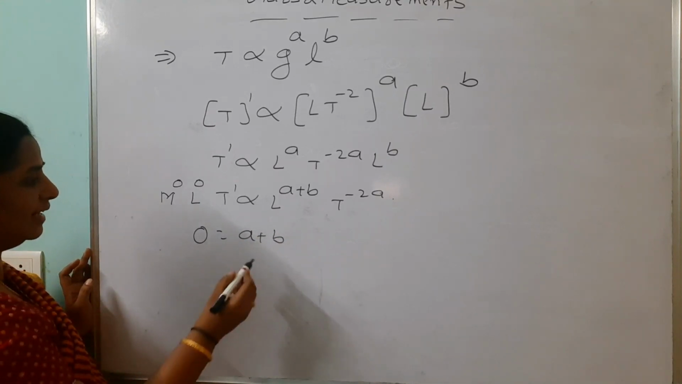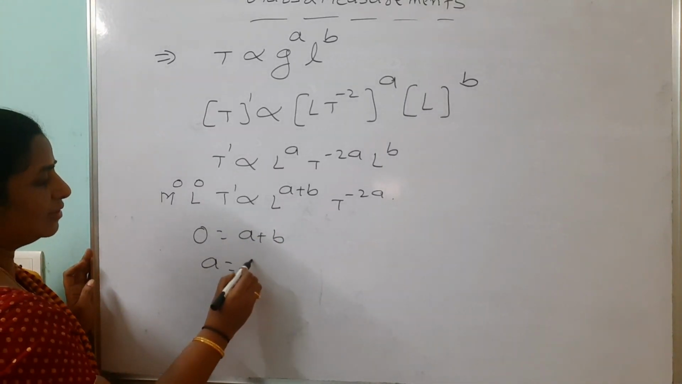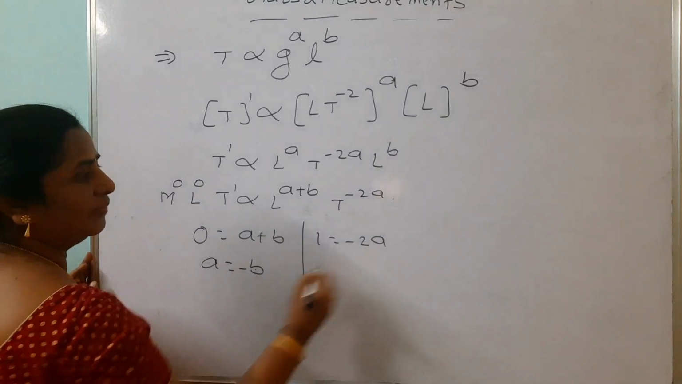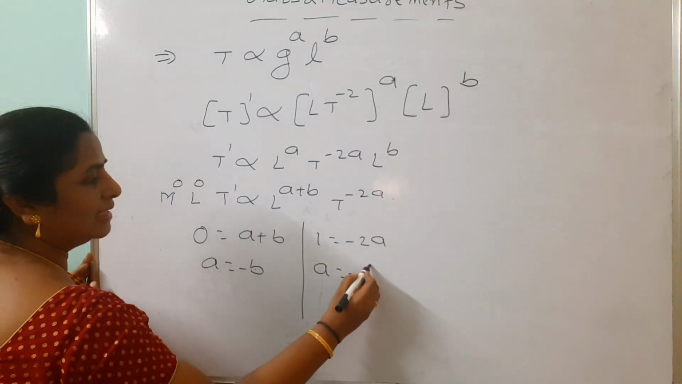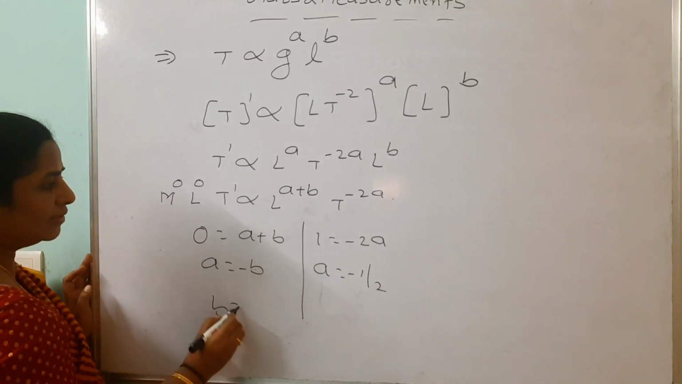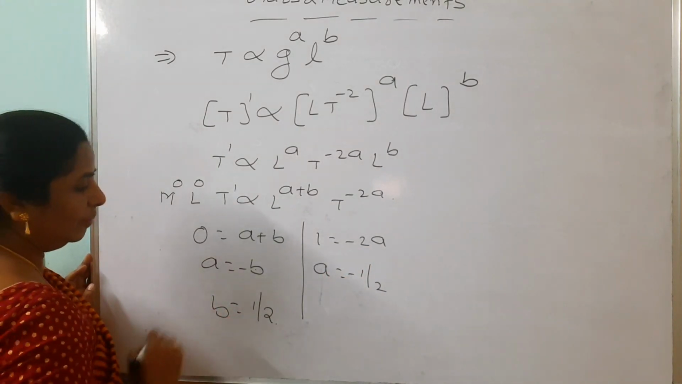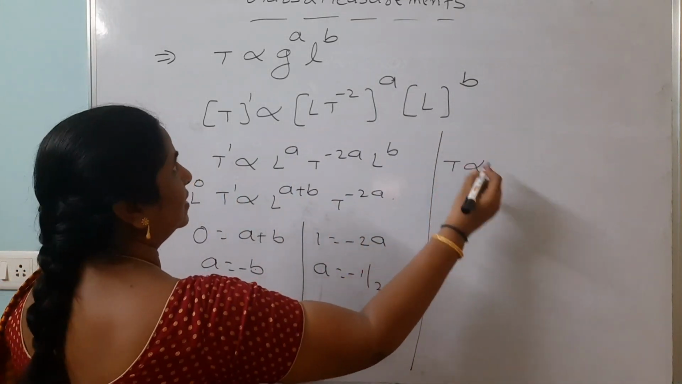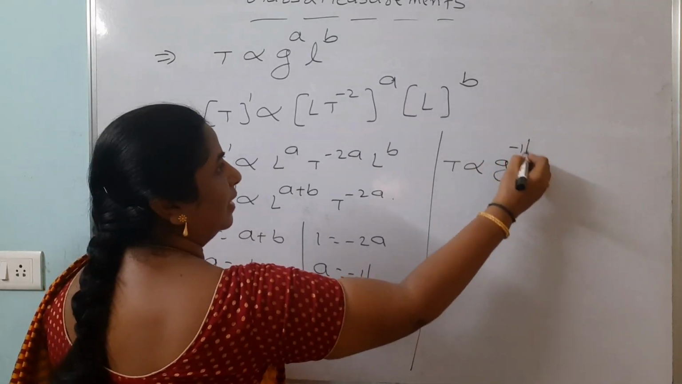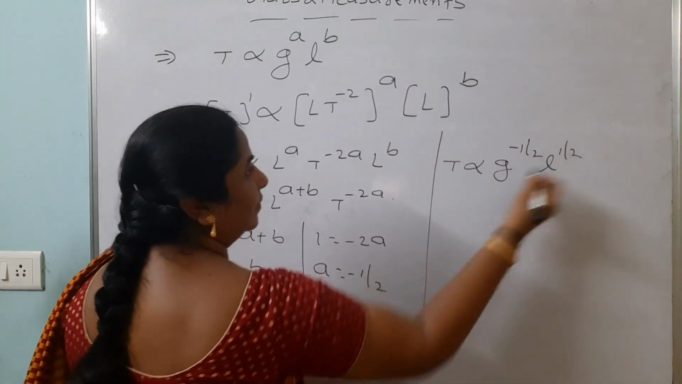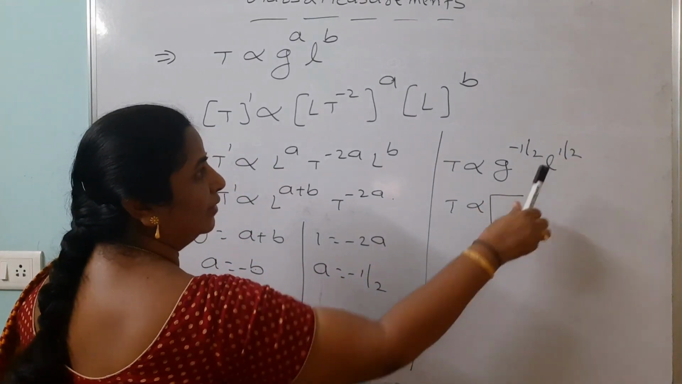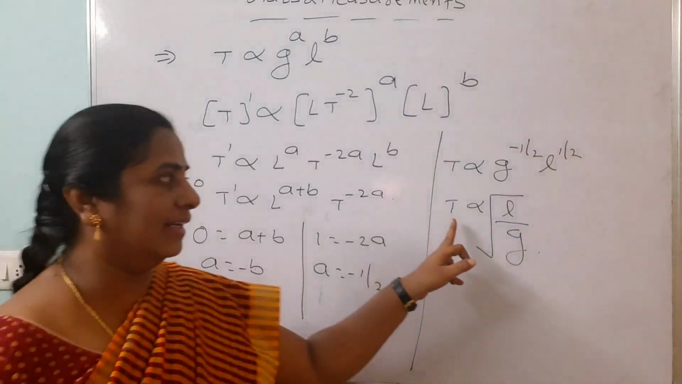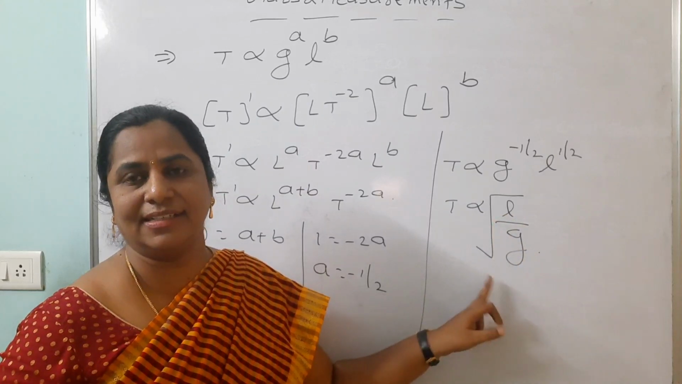Now you can get the relation between a and b. So a equals minus b. Then T power 1 is there, 1 equals minus 2a. Then a equals minus 1 by 2. If we know a, b equals how much? Minus into minus is plus. We are getting b equals 1 by 2. Then substitute in this. T is directly proportional to g power minus 1 by 2 and L power 1 by 2. So T is directly proportional to under root L by g. See, now you know the relation between time period, length and acceleration due to gravity.